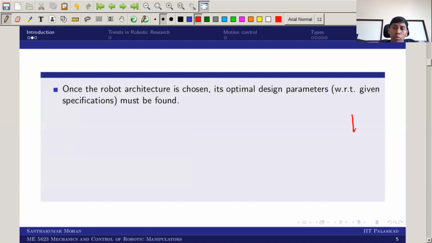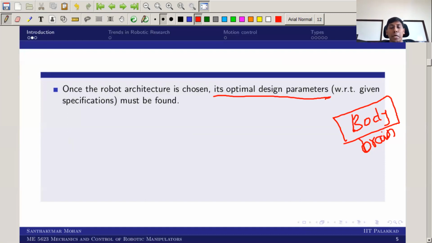So I already said a robot would have a body as well as what you call the brain, right? That is what we are seeing. In that sense, you can see that the mechanical architecture you have designed is nothing but a body. In the other way around, once you choose some particular configuration or architecture, you have to find the optimal design parameters that you can obtain from the system dynamics and the given specification.